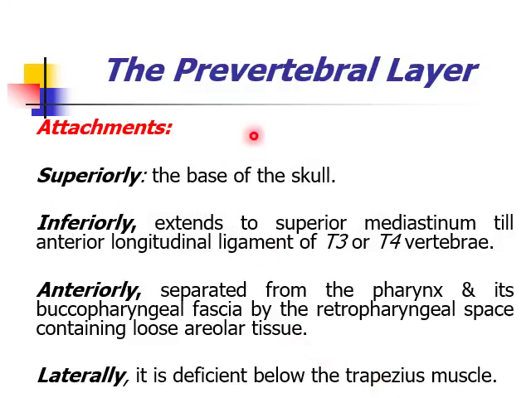The prevertebral layer of fascia is attached superiorly to the base of the skull, extends to the superior mediastinum till the anterior longitudinal ligament of the T3 and T4 vertebrae. Anteriorly, it is separated from the pharynx and its buccopharyngeal fascia by a retropharyngeal space containing loose areolar connective tissue, and laterally it's deficient below the trapezius muscle.